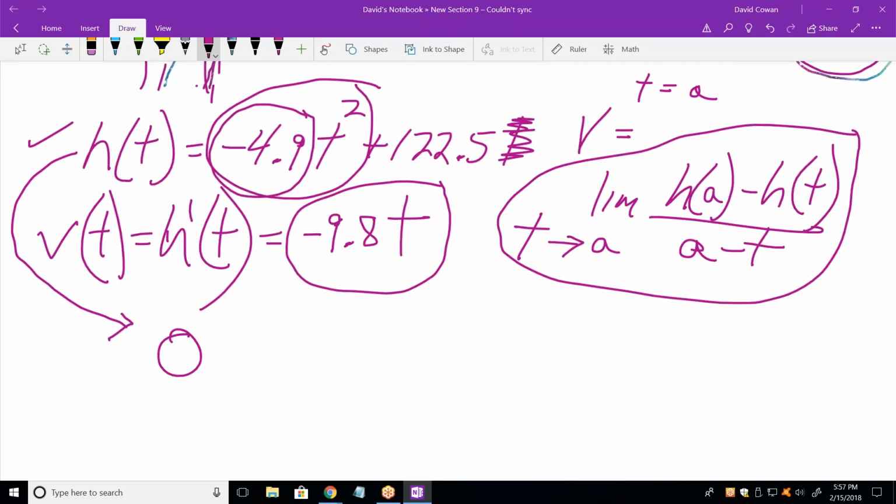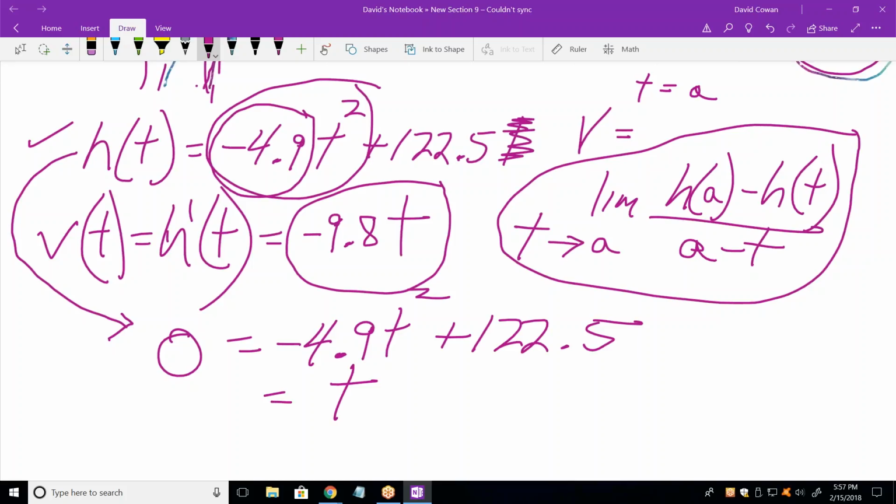0 for height. I still have my height function here, and I have to solve this. And that will tell me at what time it hits the ground. Well, if I merely solve this for t, what do I get? I get t is the square root of 122.5 divided by 4.9. Do you have your calculator? Yep. Go ahead and do that. So that's 25. All right.